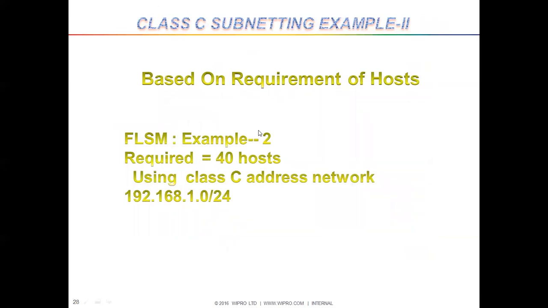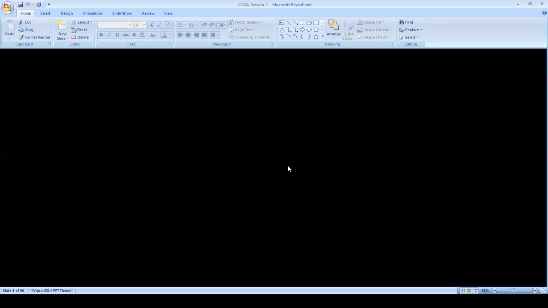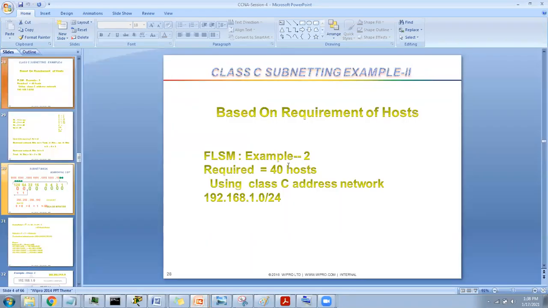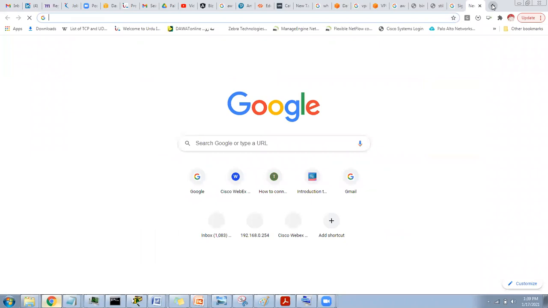Guys, this is just calculation. You have some more examples in that, so you can have a look at them. One more thing I will tell you: nowadays we have online subnetting calculators. Just search for that, but you must know the calculation.